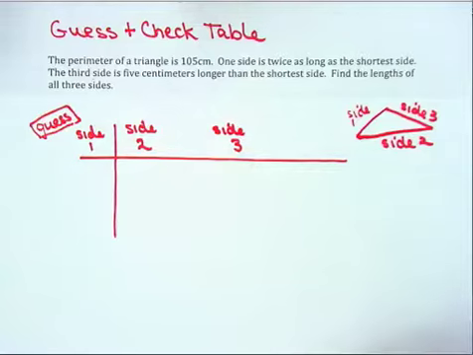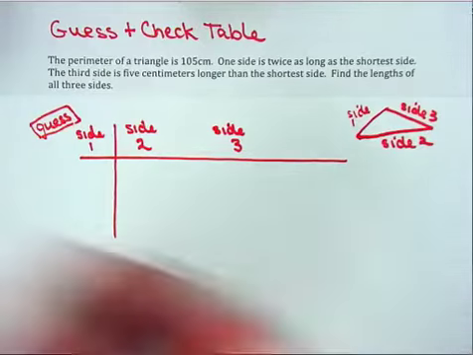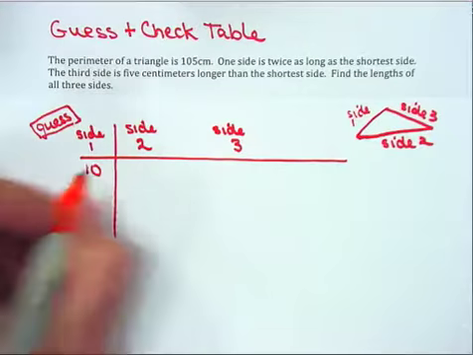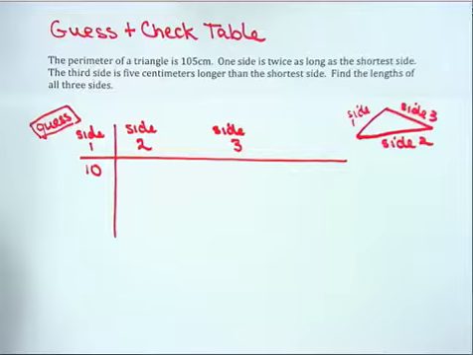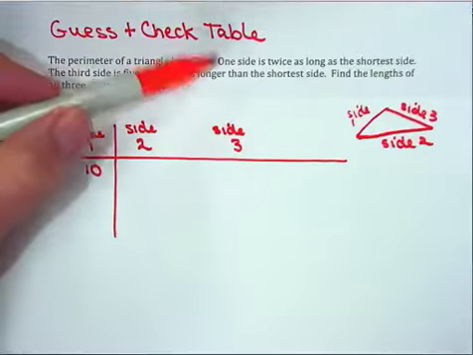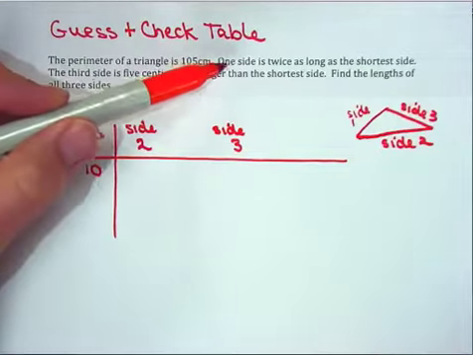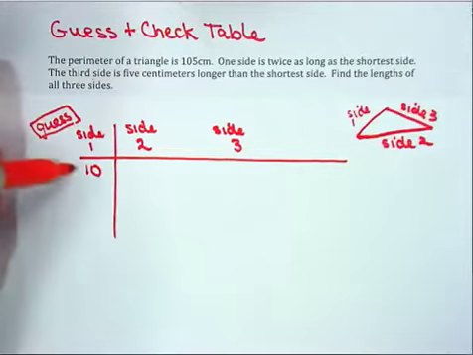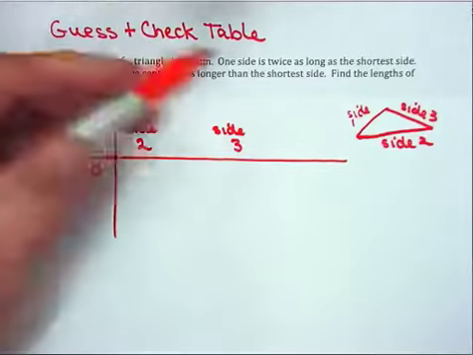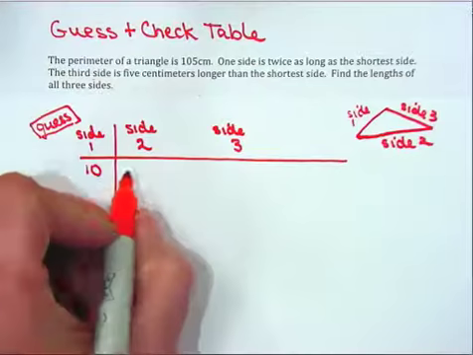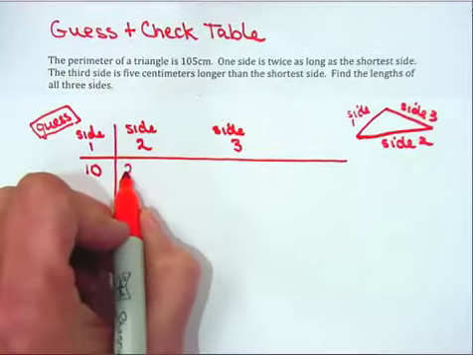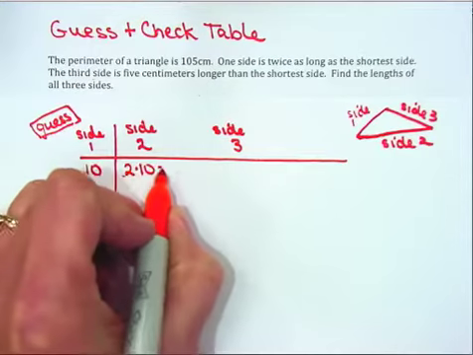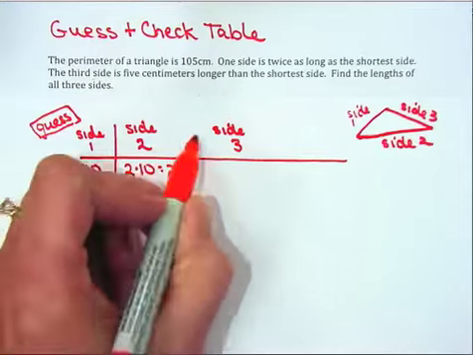A very good place to start is to guess an answer of 10. We don't know that that will work, but we've got to start someplace, and 10 is an easy number to multiply and add to. So there is my guess, 10 centimeters long. The problem tells us that one side is twice as long as the shortest side. Hopefully this is our shortest side, and twice means to multiply by 2, so the second side guess will be 2 times 10, or 20 centimeters.